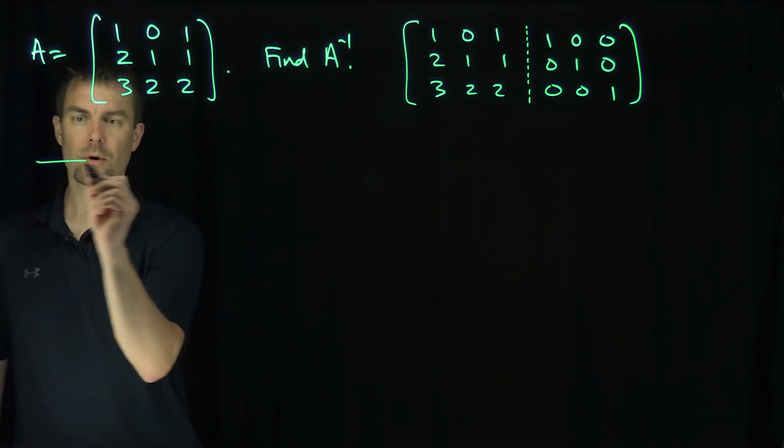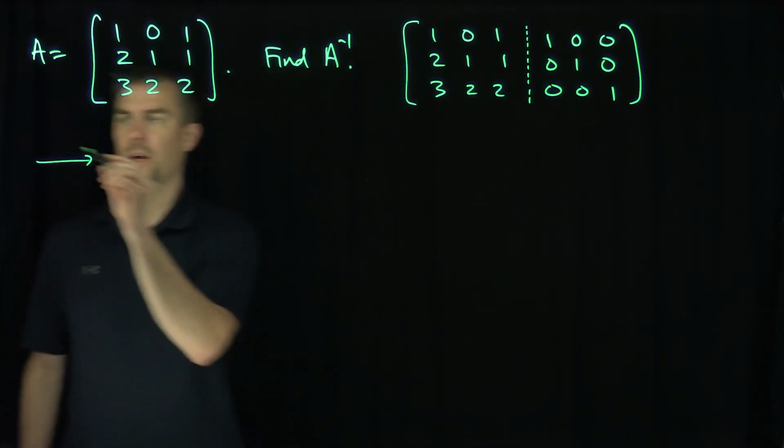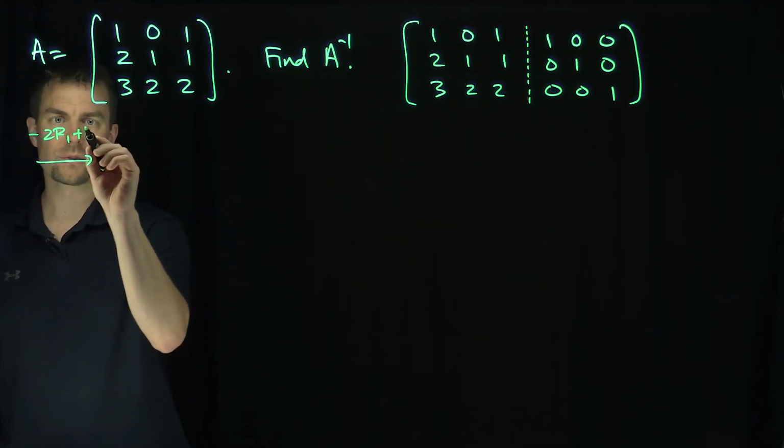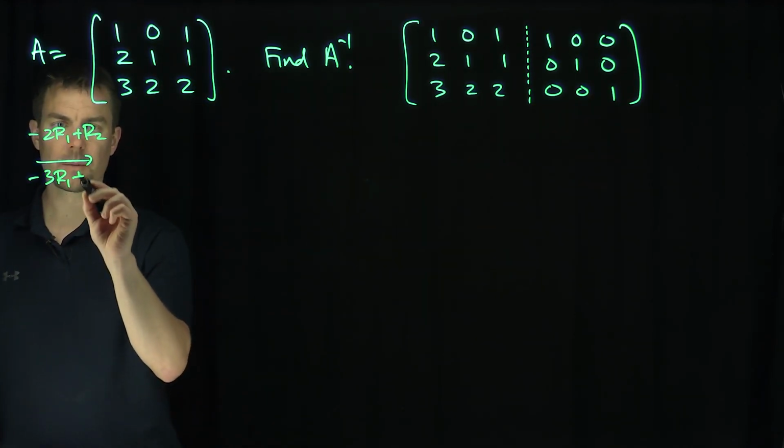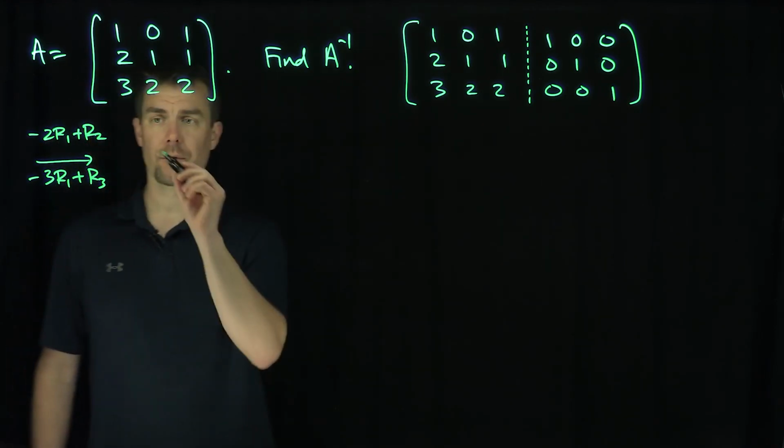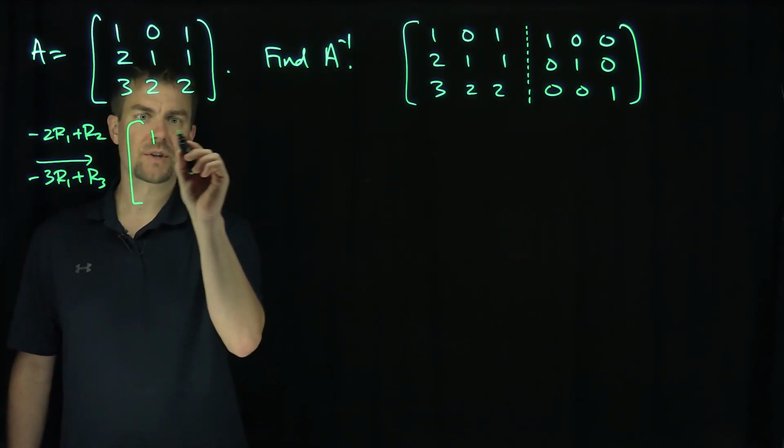The first row operation we're going to do is negative 2 row 1 plus row 2. That's going to be my new row 2. And then negative 3 row 1 plus row 3. That's going to be my new row 3. So let's see what we get over here. The first row stays the same.